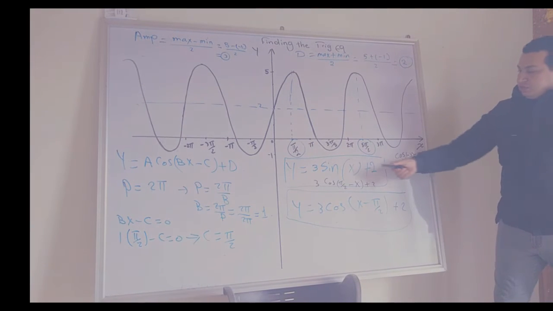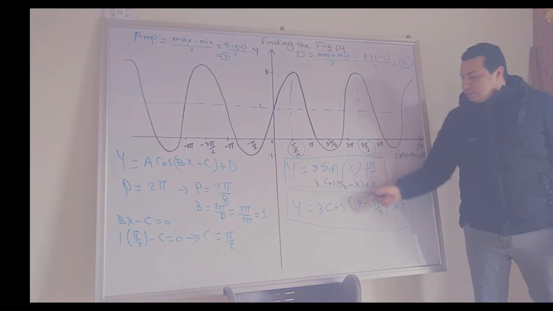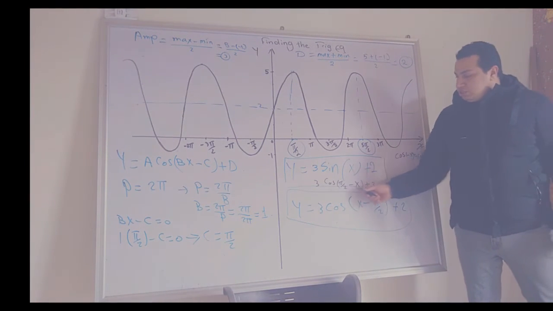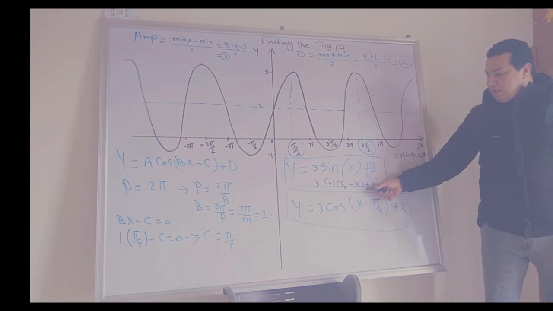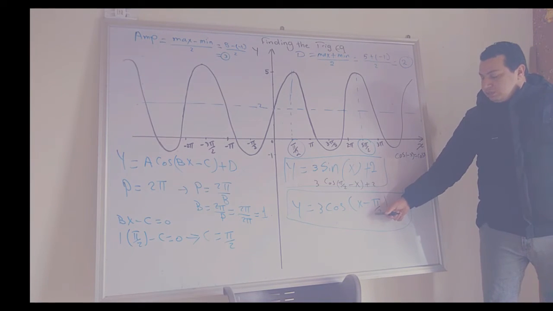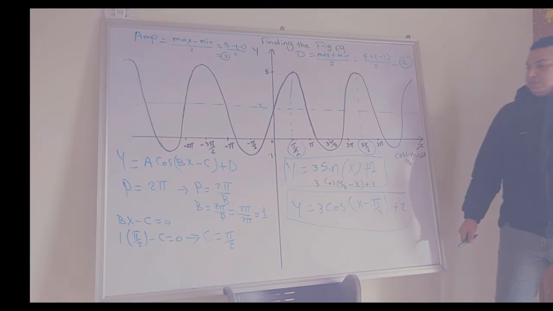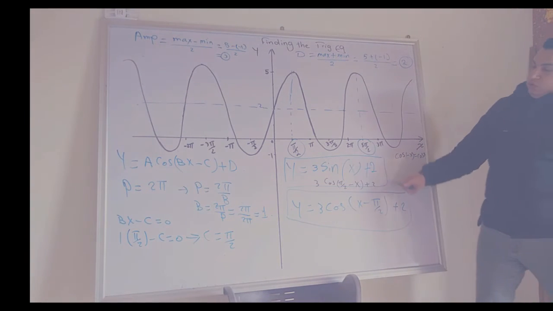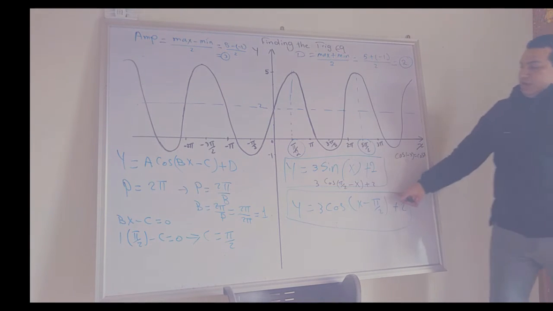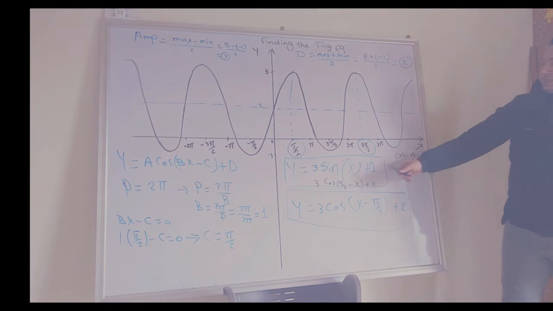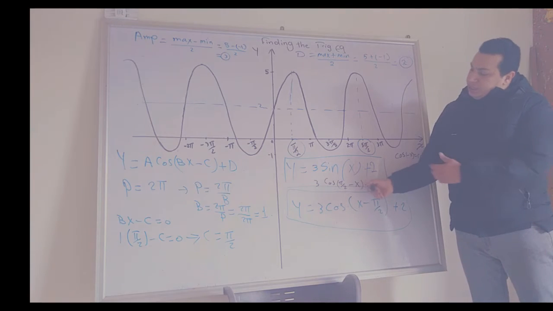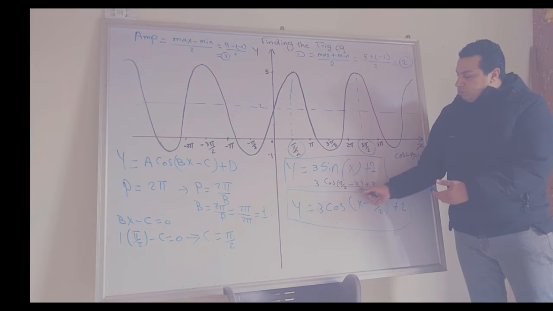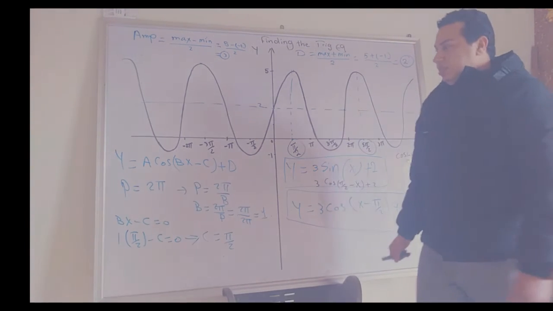Then it does not matter if you interchange the positions of pi over 2 and x, and this is what we did in this equation. Then we can directly find this equation from the other equation without repeating the same technique, which is 3 cosine of x minus pi over 2, the same as 3 cosine of pi over 2 minus x. Okay? And then this is the equation.